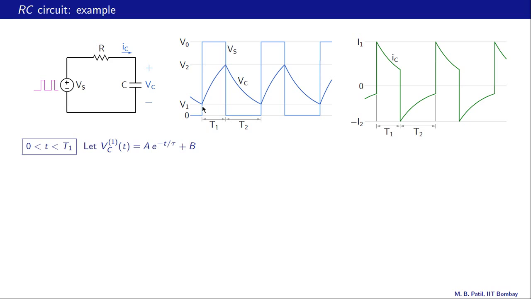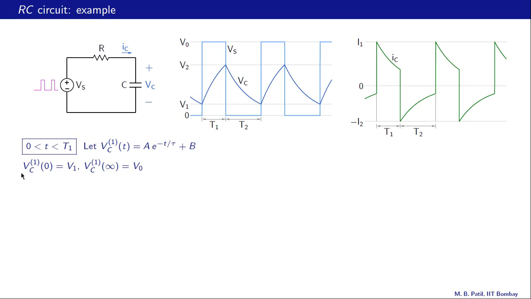In this interval, the input voltage Vs is equal to V0 and the capacitor has started charging. Now in this phase, the circuit is not aware that this transition is going to take place, and therefore its response would be as if this voltage did not change. And if that were the case, then this Vc would finally reach V0 as t tends to infinity. So Vc at t equal to infinity is equal to V0, and that gives us the second condition on Vc.